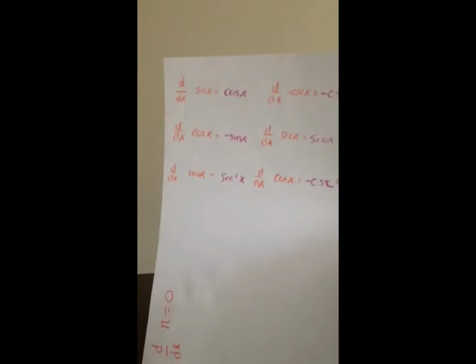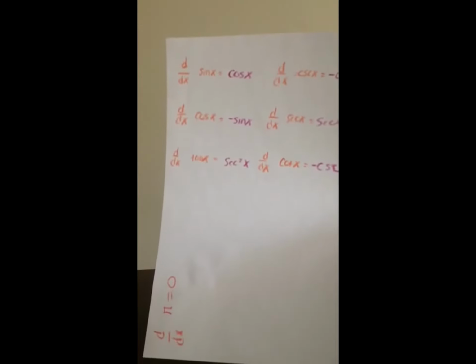Afterwards, I began by filling each and every single one of them. The two that everyone usually remembers is the derivative of sine of x and derivative of cosine of x, which is the sine of x, the derivative of that is cosine of x, and the derivative of cosine of x is negative sine of x.